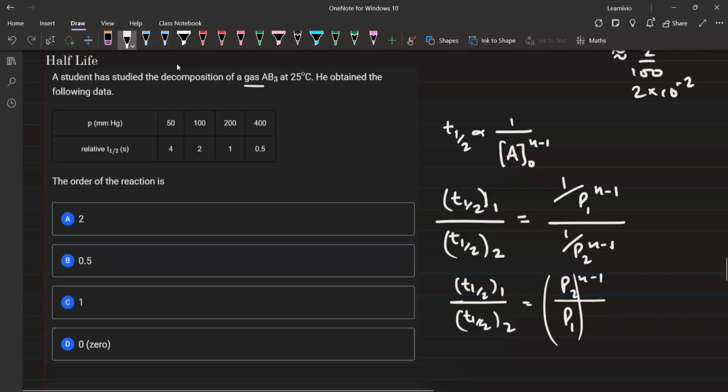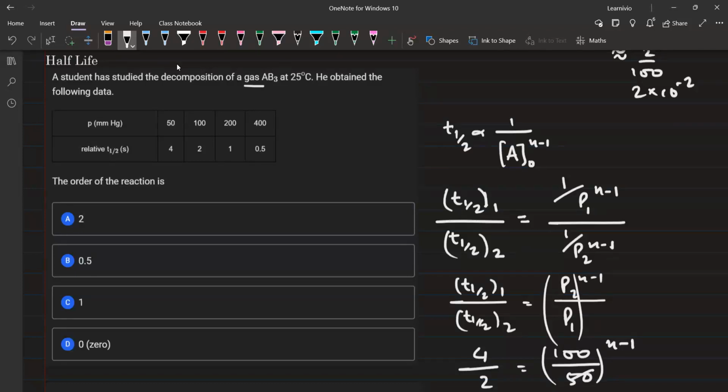Okay. Now we have T half. Now take any of them, take 50 and 100. This will be equal to, my bad, I have to write the T half here. T half is for 50 it is 4 and for 100 it is 2. This will be equal to, for second it is 100 divided by P1 is 50 to the power n minus 1.